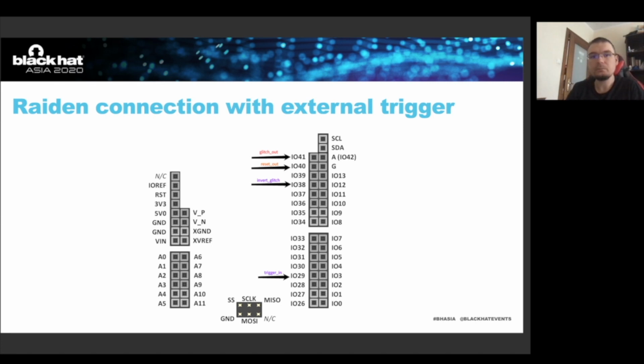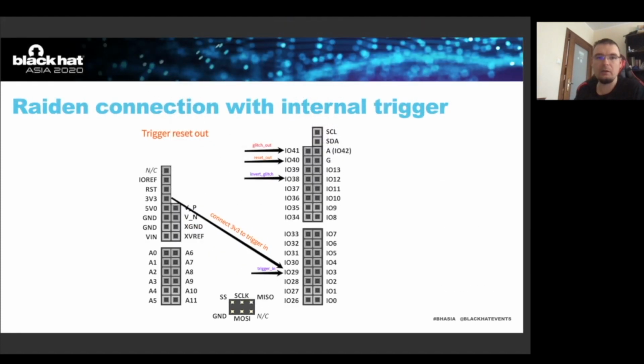First, let's talk about external connections. This is where we can get a trigger in to the Raiden and glitch based on the signal received on IO29. Other IOs we see, like reset out or invert glitch, are used for other applications that we will also talk about later. But the most important in this case is trigger in.